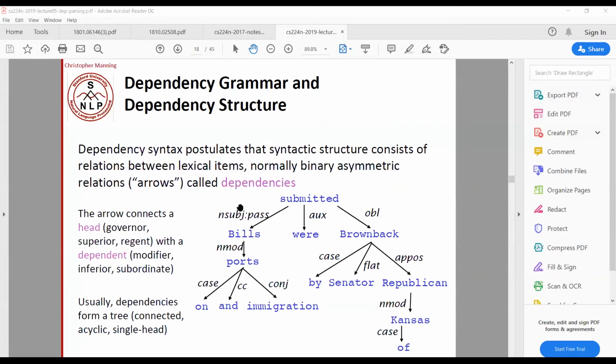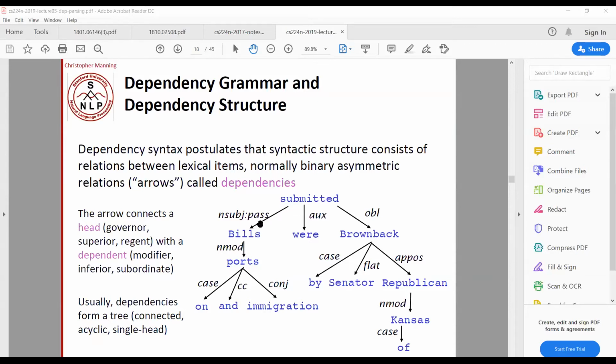So the head is this verb, the action. And they call it the governor, the superior, the regent. I don't really see why they're introducing all these extra terms. It's just confusing. And then the arrows connect the head with a dependent. And then they call that a modifier, an inferior, or a subordinate. Again, that's confusing. I'm just going to learn the words head and dependent, and forget about all these other things because it's just confusing.